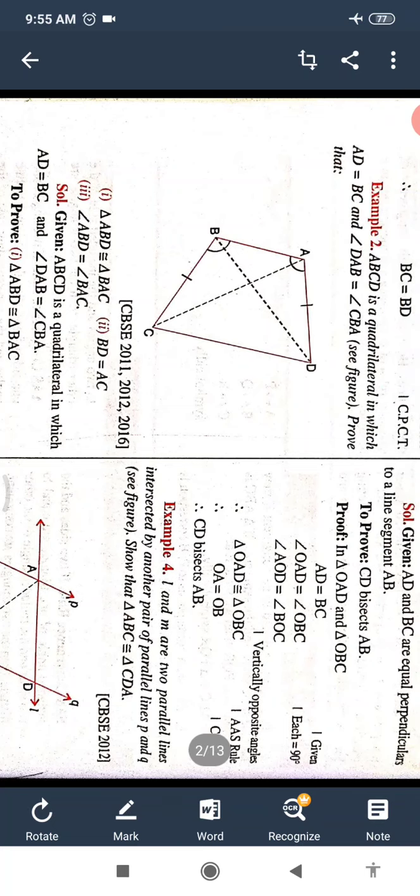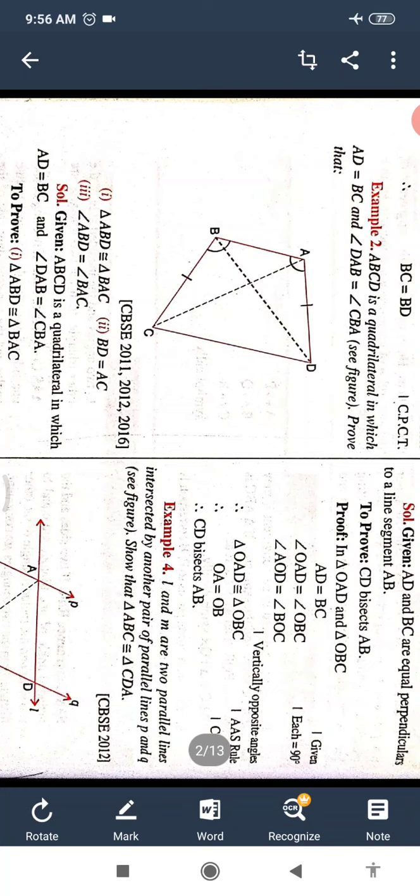Today we will start example 2. In the previous video we solved question 1 and the introduction, but today we are going to solve question 2. It is about a quadrilateral.